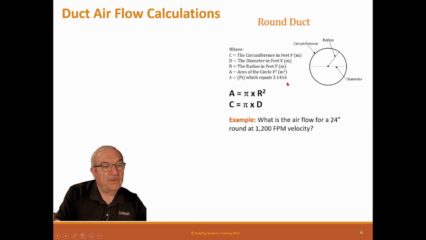And pi, of course, we've talked about this before, is 3.1416, even though this is a rounded number because it actually goes on with a whole bunch of decimals. But we have settled on 3.1416 as good enough for the accuracy required for HVAC.